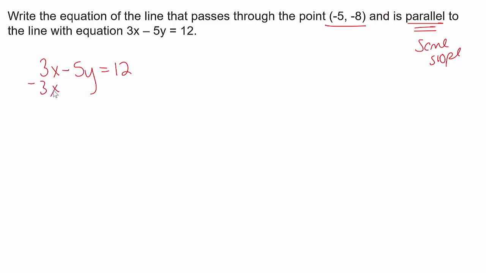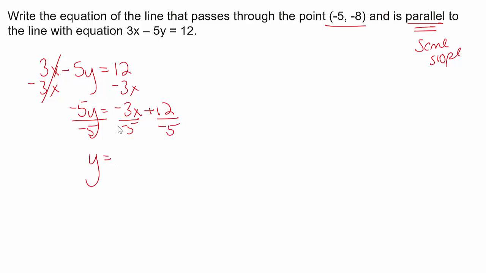So I'm going to move my 3x over here. I get -5y equals -3x plus 12. Then I'm going to divide by -5. Divide every single term by -5. And so y equals, this double negative here is going to make a positive 3/5 x, and then this is going to be minus 12/5. But this is what I care about because this is my slope. This is the slope of my first line.